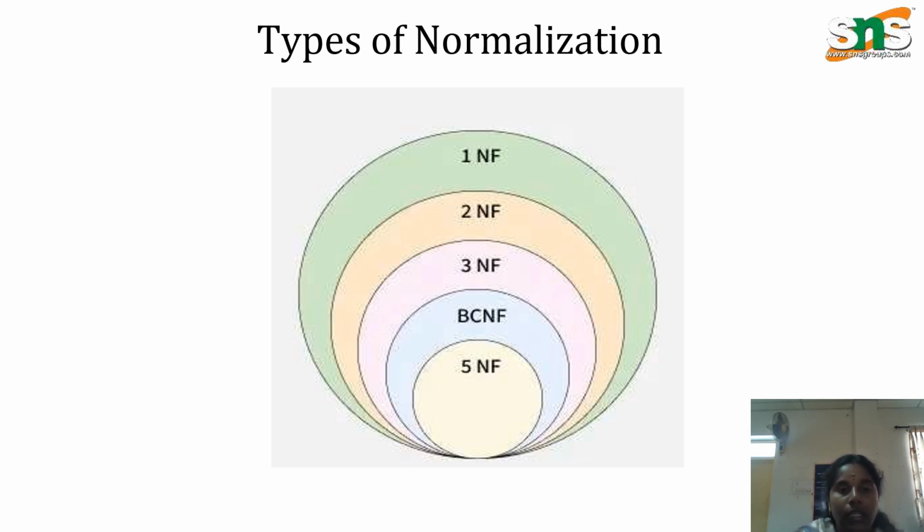First of all, normalization consists of: the first normal form, which eliminates duplicate records; the second, which eliminates partial dependency; the third, which eliminates transitive dependency; the fourth, BCNF, which is the strongest form of 3NF; and the fifth, which removes multi-valued dependency.